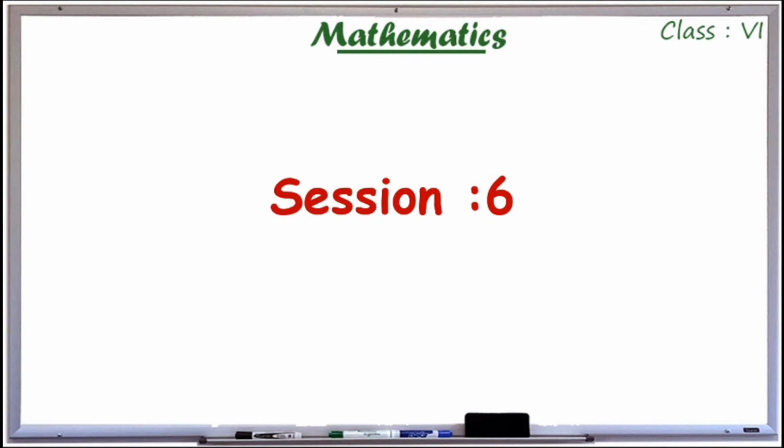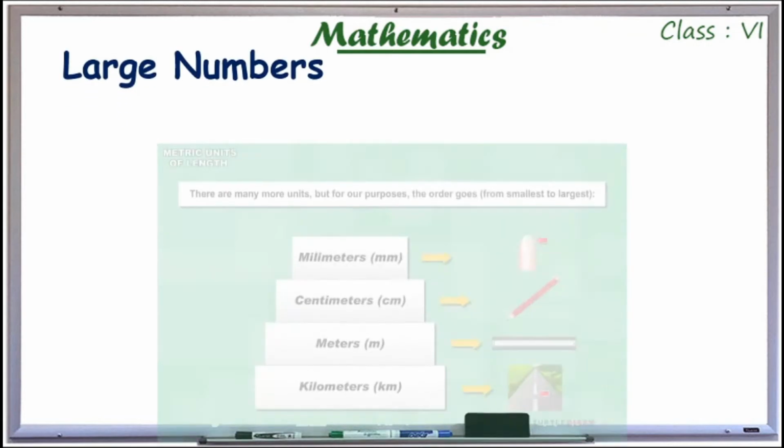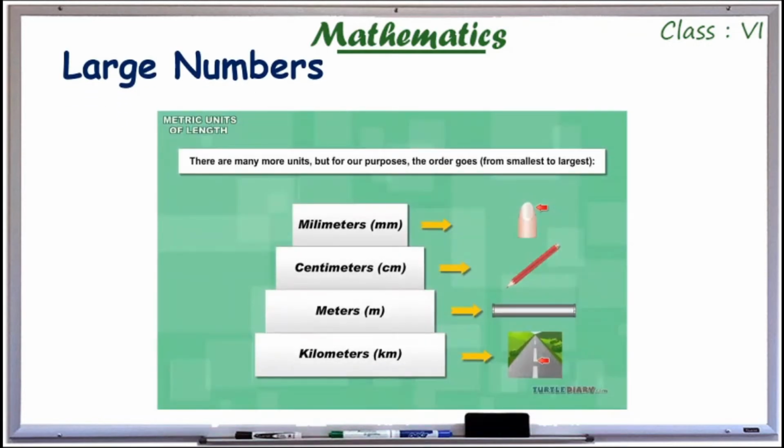Good morning friends. Yesterday we learned the international system of numeration, the Indian system of numeration and so on. Today we are going to see some large numbers. Before that, all of you know the units of length.